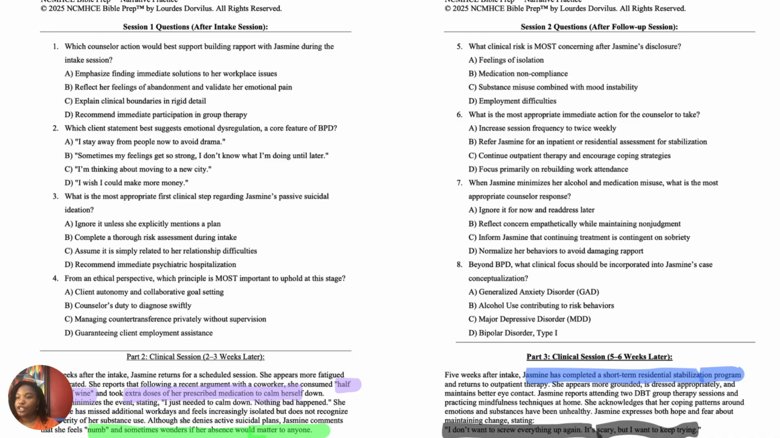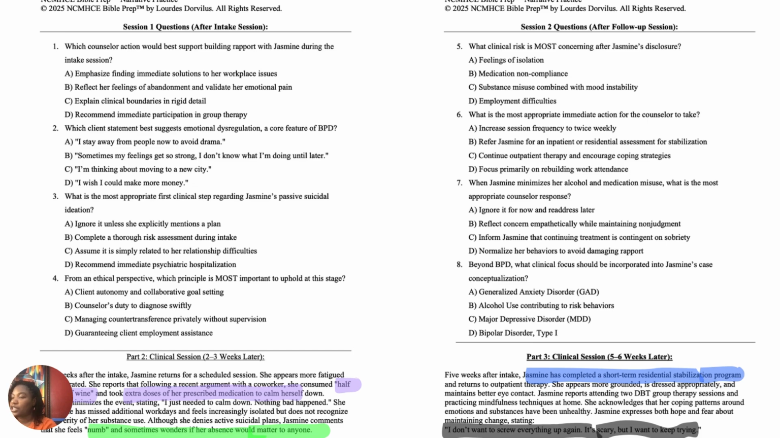Two weeks after the intake, she returns for a scheduled session. She's more fatigued and frustrated. She reports that following a recent argument with a coworker, she consumed half a bottle of wine and took extra doses of her prescribed medication to calm herself down. She minimizes the event, stating, "I just need to calm down. Nothing bad happened." She shares she missed additional work days and feels increasingly isolated, but does not recognize the severity of her substance use. Although she denies active suicidal plans, she comments that she feels numb and sometimes wonders if her absence will matter to anyone.